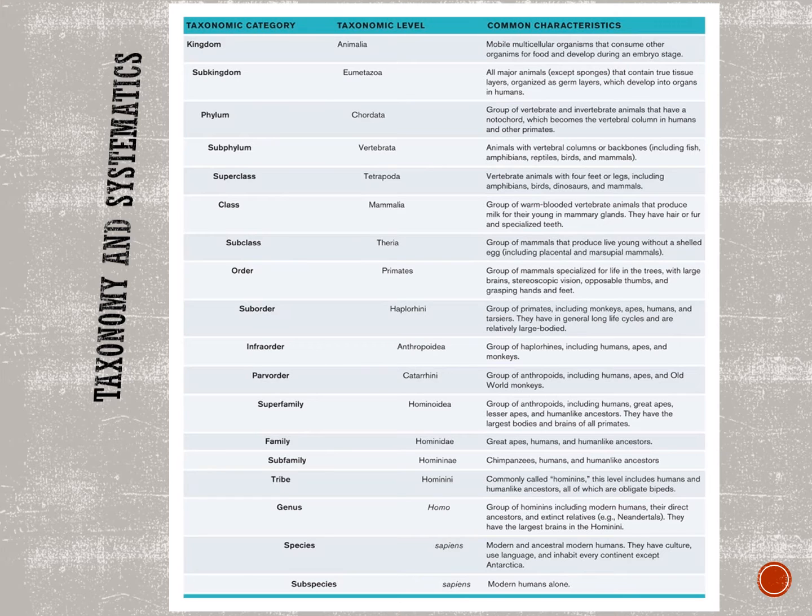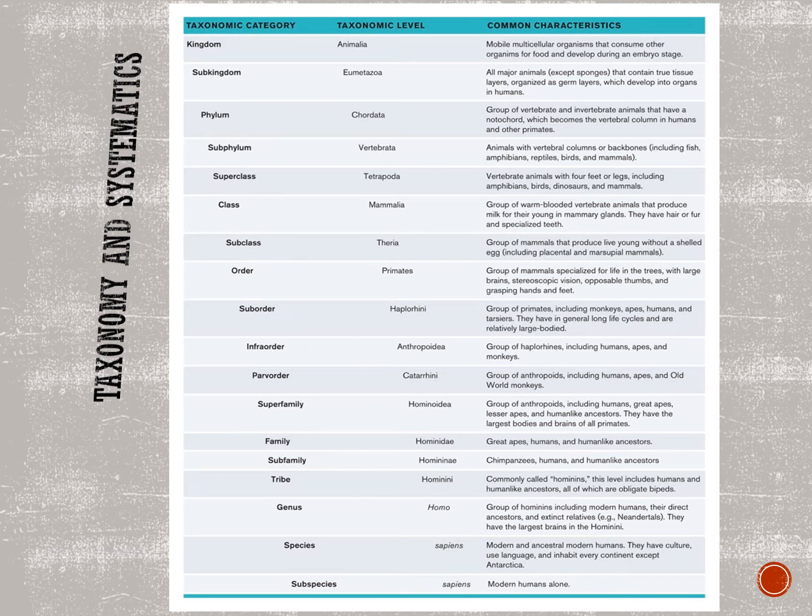The live birthers are us and all of the marsupials. And marsupials are also mostly, for the most part, on Australia, fairly weird animals, except for our North American marsupial, which you know as the opossum. So these guys have their babies live. And then we get into the order Primata, which is all primates.